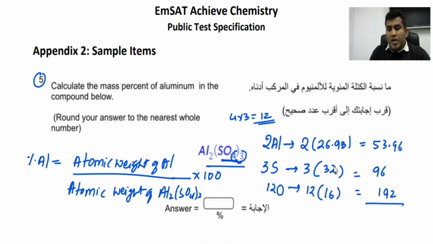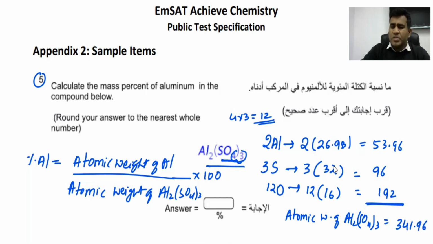So now what is the total atomic weight of this compound? When you add them, we get the atomic weight of Al2(SO4)3 as 341.96 atomic mass units. I'm not writing the unit, since it will get cancelled anyway. So the total weight is going to be 341.96, but the weight corresponding to aluminium is 53.96. Just substitute over here.